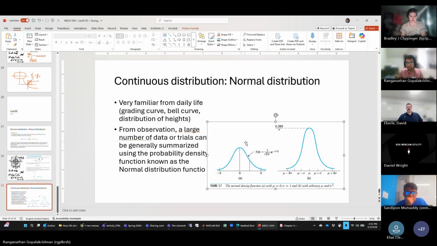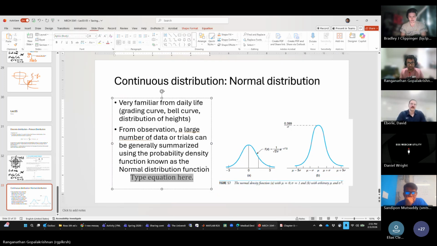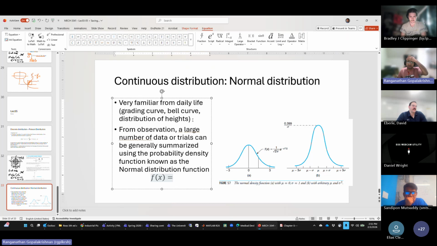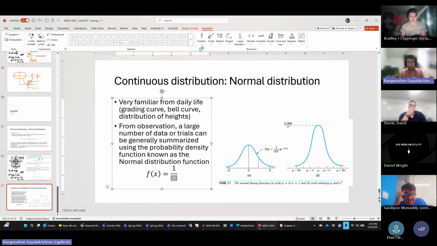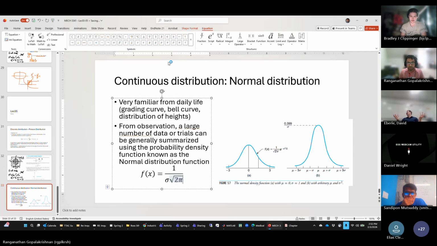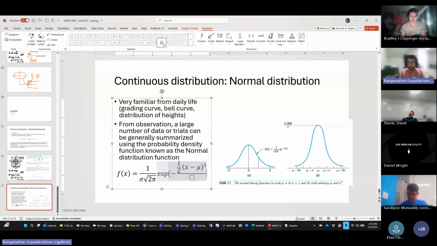What is that function? If x is your random variable, the probability density of x is given as f of x equal to 1 over sigma times square root of 2 pi, multiplied by exponent of minus 1/2 times (x minus mu) whole squared divided by sigma squared.